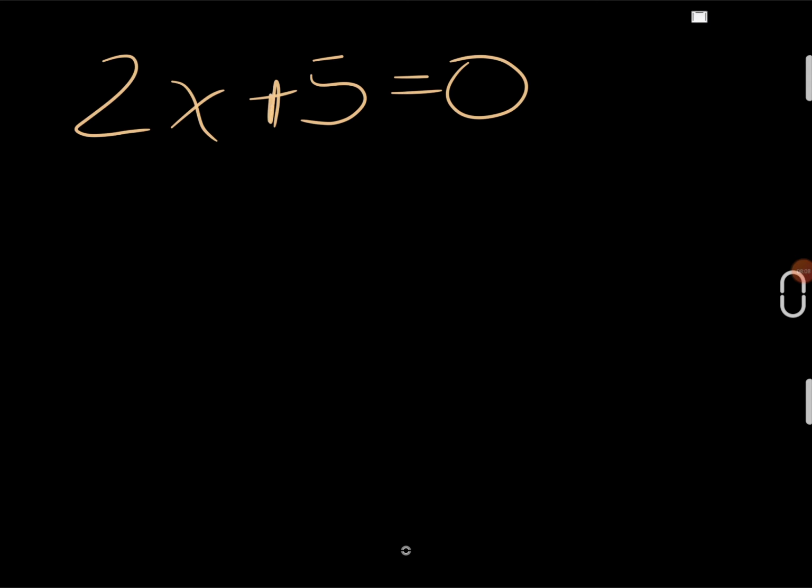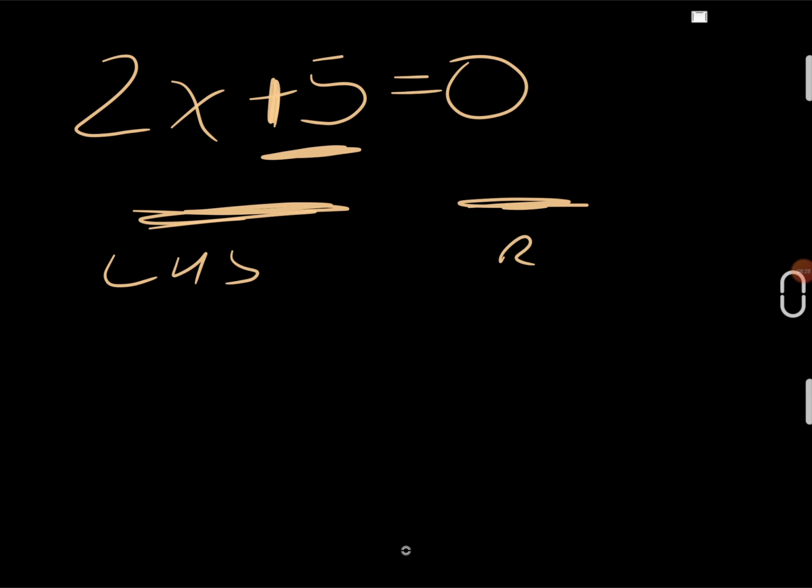When I say 2x plus 5 is equal to 0 and I ask you to find the value of x, what I'm doing is I have a plus 5 here. Now I'm going to add minus 5 to both sides of the equation. This is the LHS, the left hand side, and this is the RHS, the right hand side, of the equation. Now I am going to add the number minus 5 to both.